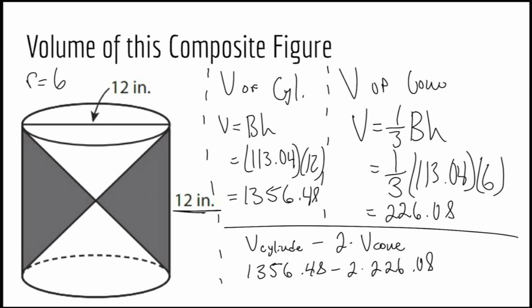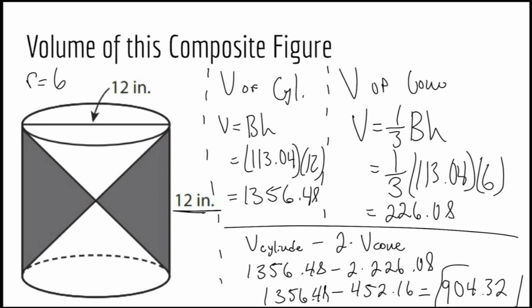So 2 times 226.08 is going to be 452.16. Subtracting that from 1356.48, and that's going to be, I ran out of space, 904.32. Cool.